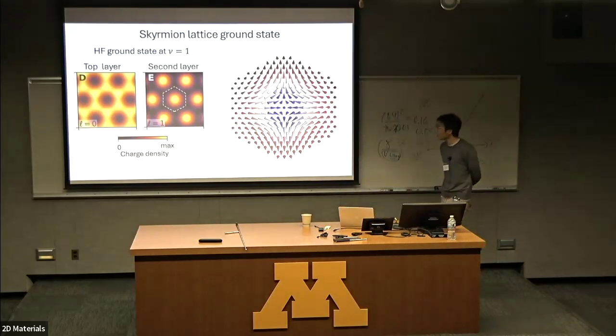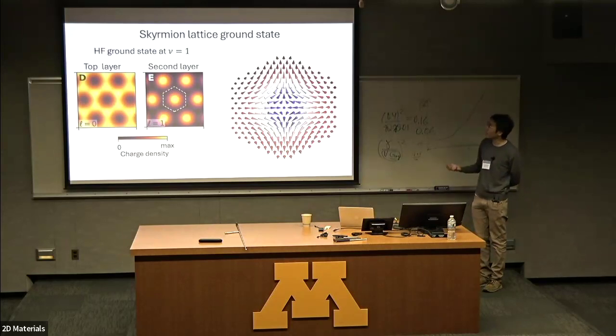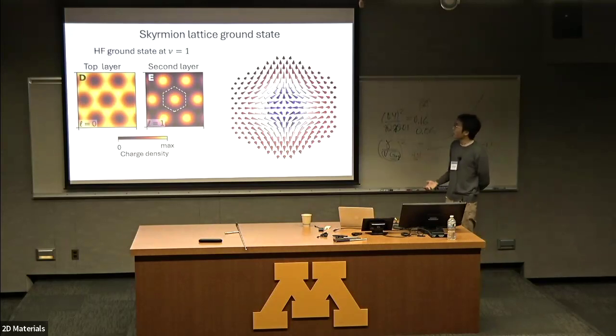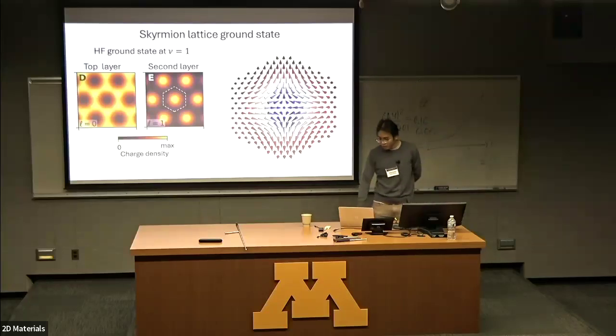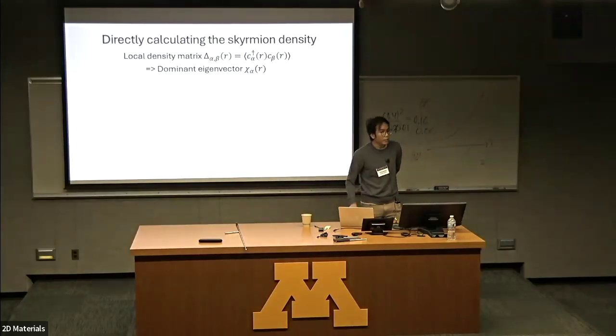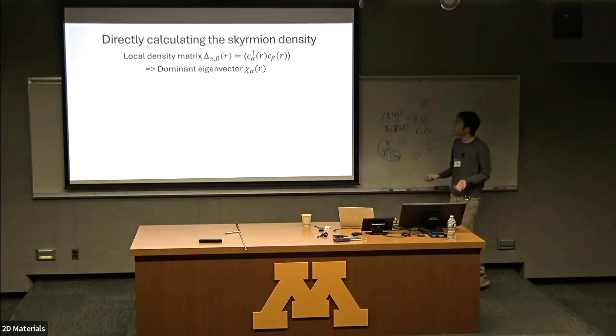So I want to motivate that this structure is essentially what you expect from a skyrmion that looks like this. So in the very middle, it's pointed straight down. It's only on the second layer. And on the outside, it's pointed out. It's mostly on the top layer. OK. We can make this more precise by directly calculating some skyrmion density.